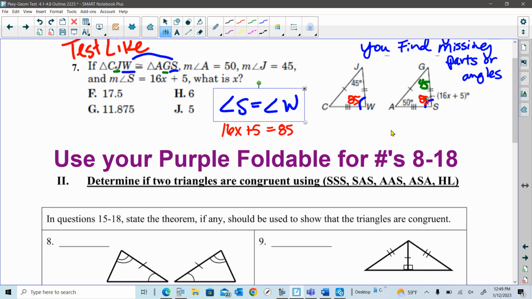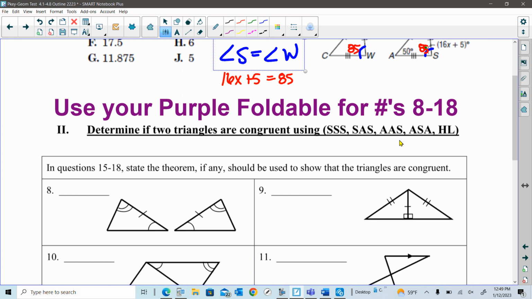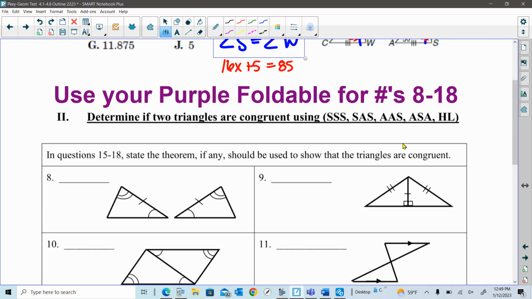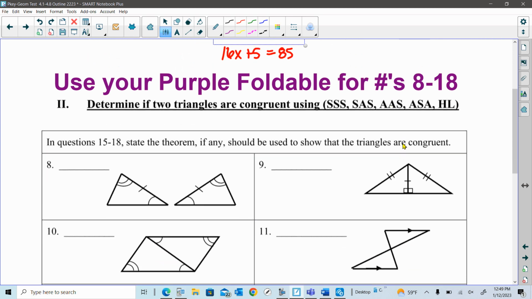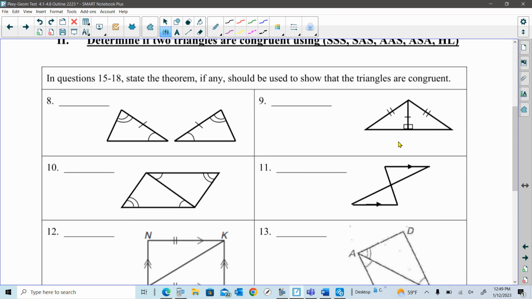On 8 through 18, that's your purple foldable. Don't forget to mark known facts still. So if I was looking at 8, you're going to use your 5 ways of proving, which is side, side, side. Oh, it's already up there. So here I have an angle. That's an A. I have a tick mark. That's a side. I have another angle. That's an A. So this answer was ASA.